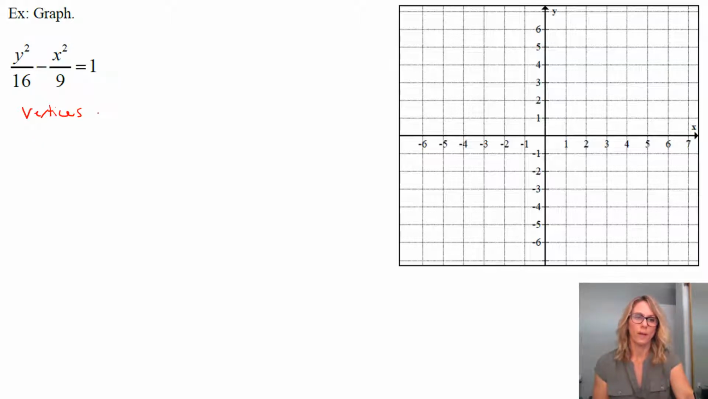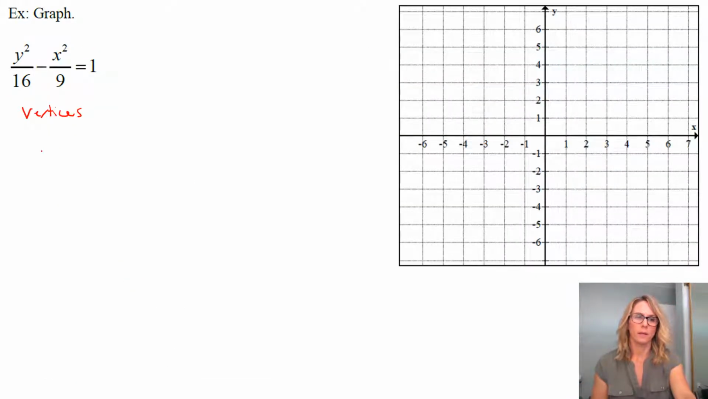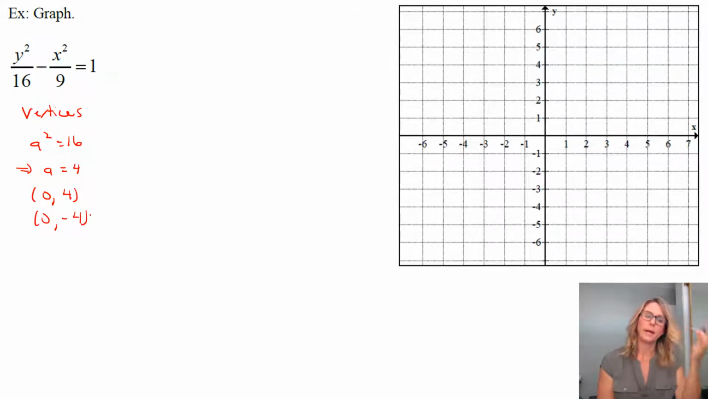So what we do to find them really is just recognize that, again, I'm going to flip back and forth here, but you can see that we have a squared under the y. So that's telling us that a squared equals 16. And so for us, that means that a equals 4. And really, that's going to give us two vertices, not surprisingly. It's going to give us (0, 4), and it's going to give us (0, -4). And so that is two values on the y-axis.